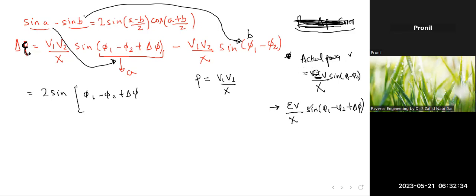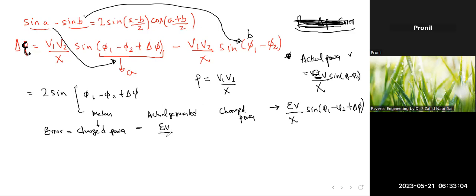This was the actual power, before the timestamp. Now you have to see actual power and changed power. This is the changed power. So the error would be basically changed power minus actual power. The changed power is what you are getting on the meter, minus what is actually generated. Actually generated would be equal to E V by X sine of phi 1 minus phi 2. That is the equation that I've written.